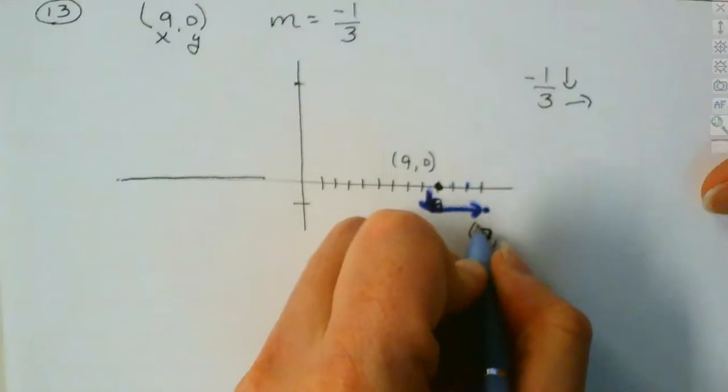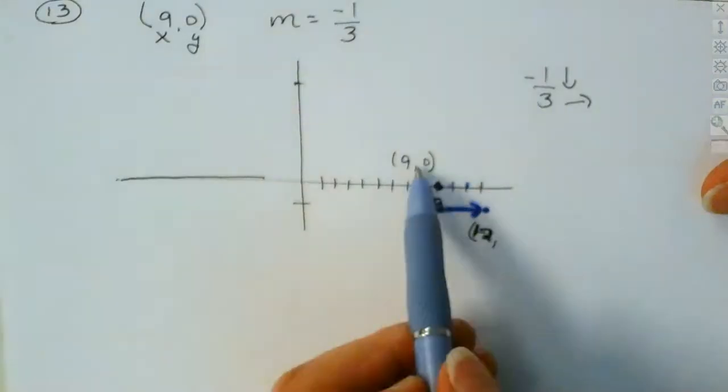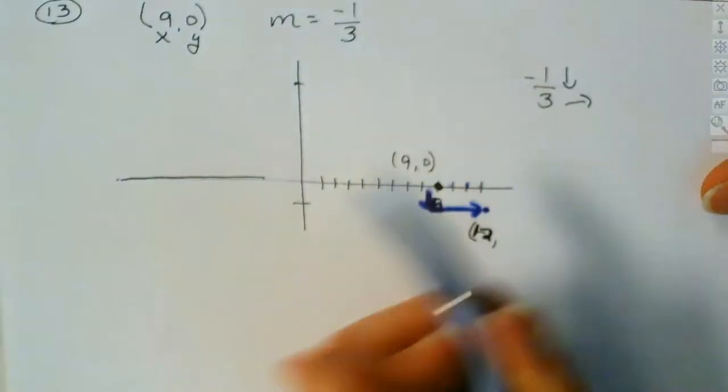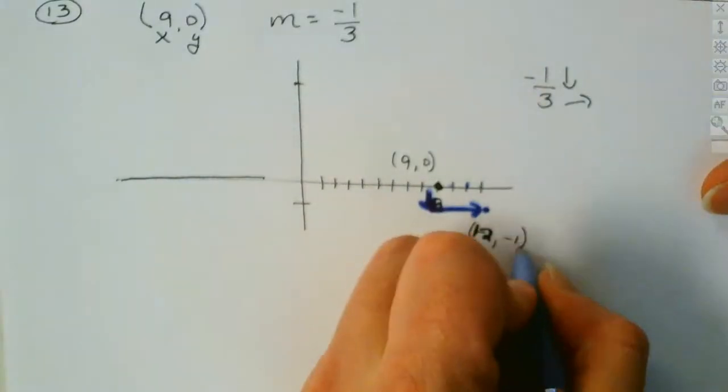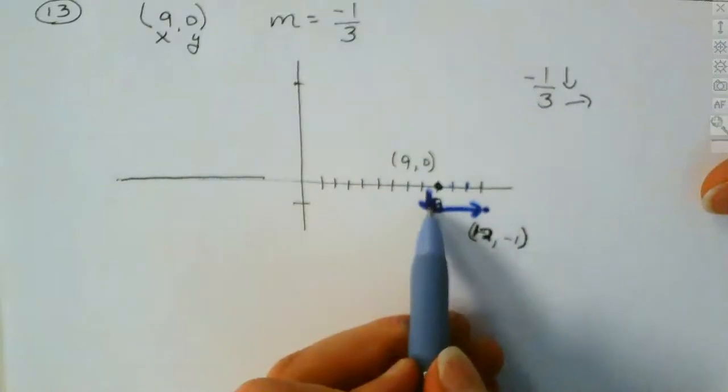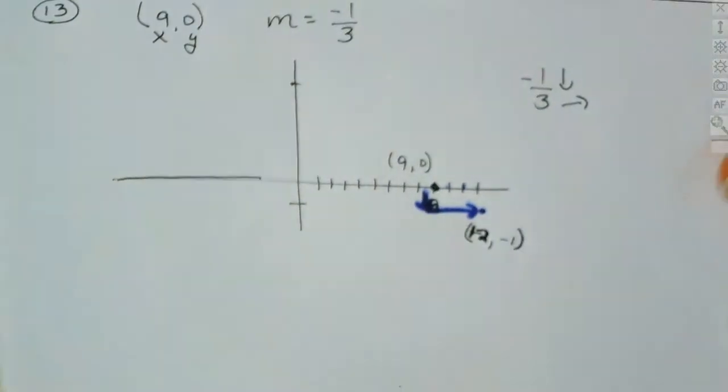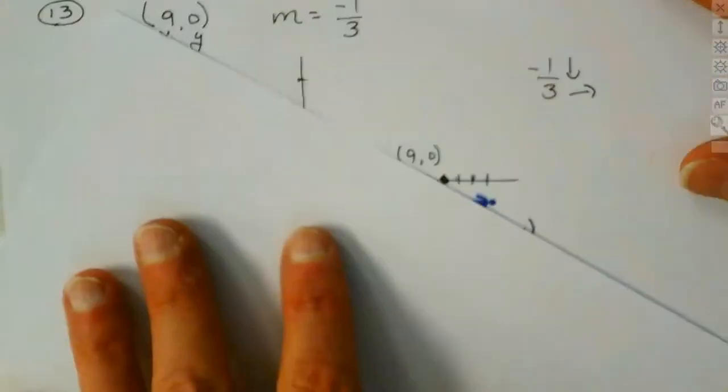So +12 because I added 3 to that. And then we went down 1, so that's going to be at -1. So you go down 1 and over 3. Connect them together now with your ruler or straight edge, and there is your graph.